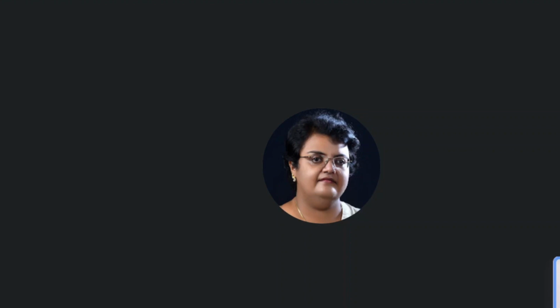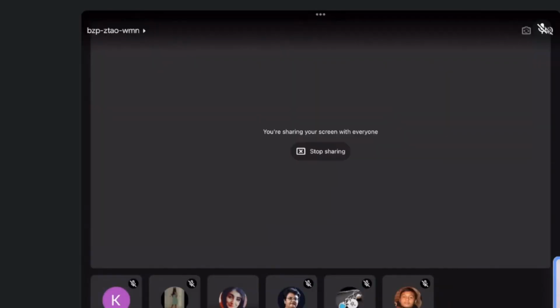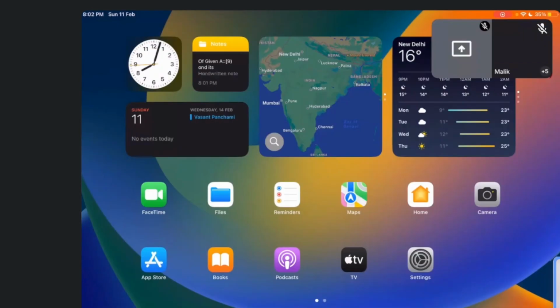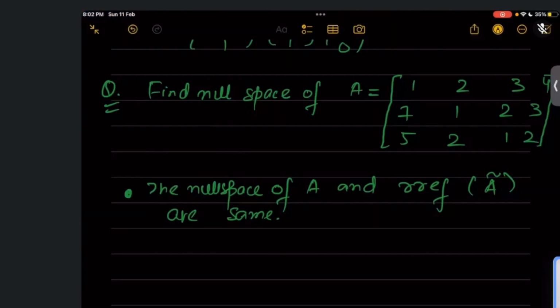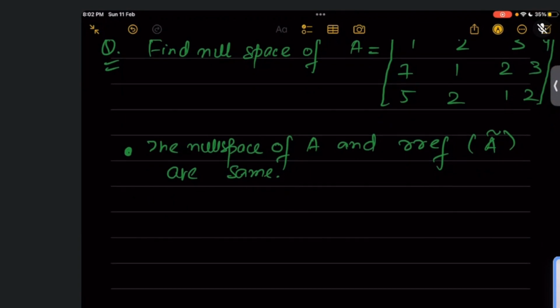Are you guys solving or not? Because my screen is not there anymore. Take a minute and tell me what you are getting as the null space.